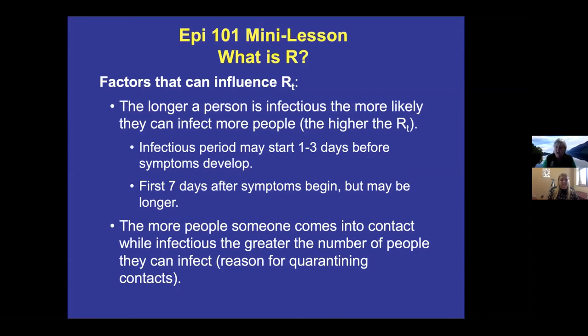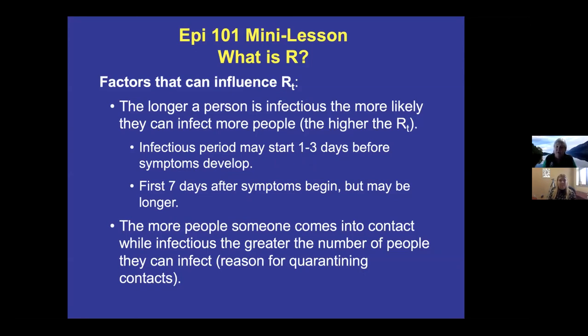COVID also has a fairly high R value because it has a long infectious period. You can be infectious with COVID 1 to 3 days before symptoms develop. And then the first 7 days after symptoms begin, you're infectious. And that might even be longer if you have had a big exposure to the virus.